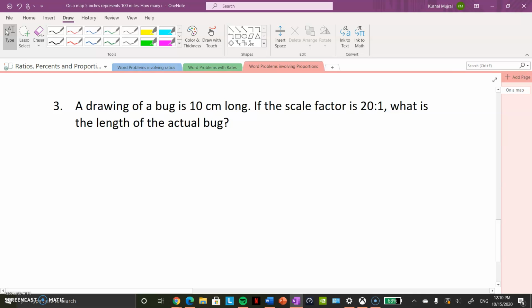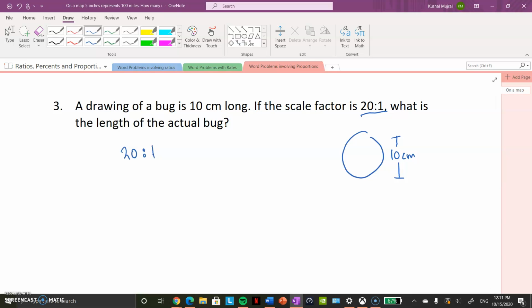A drawing of a bug is 10 centimeters long. So we have a bug here, and it's 10 cm. If you want, you can make the bug look better, but I'm just going to keep it as a circle. If the scale factor is 20 to 1, what's the length of the actual bug? So here you're just going to have to be a little bit intuitive. Is a bug 10 centimeters long? No, it's not. A bug would most likely be 20 times smaller than that, right? So 20 to 1 is our ratio over here, and the actual bug is what we're looking for.